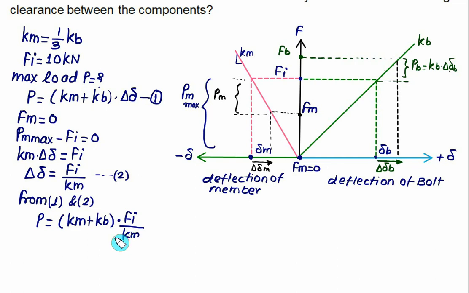Since this term is Km, it is better to substitute for Kb is equal to 3 times Km. So we have maximum load will be equal to Km plus 3 times Km divided by Km multiplied by initial load Fi. So this value will be equal to 4. So we have 4 times Fi, and we have Fi is equal to 10. So in this case, maximum load will be equal to 40 kilonewton.